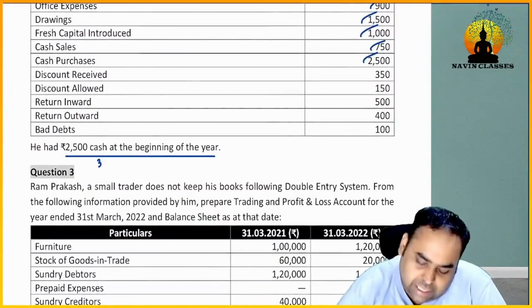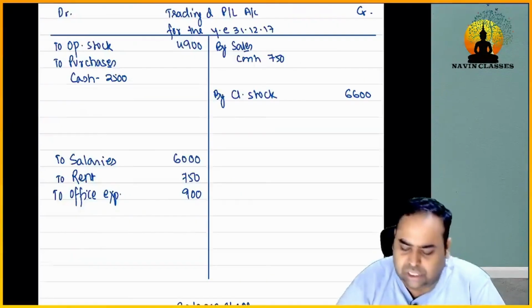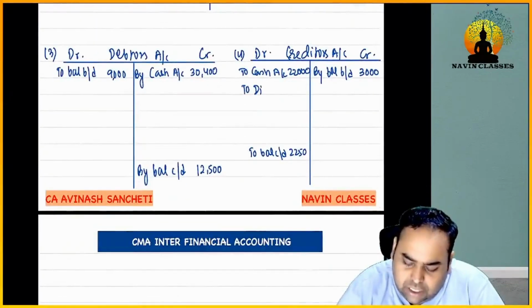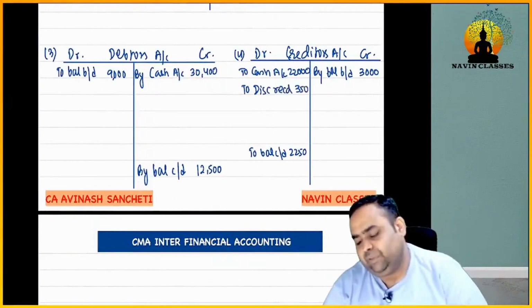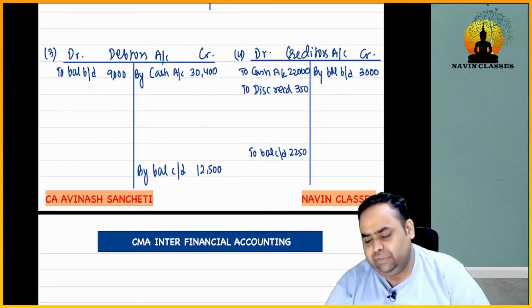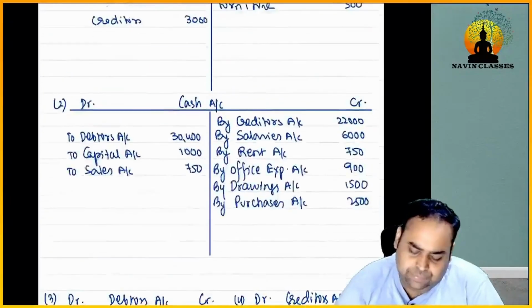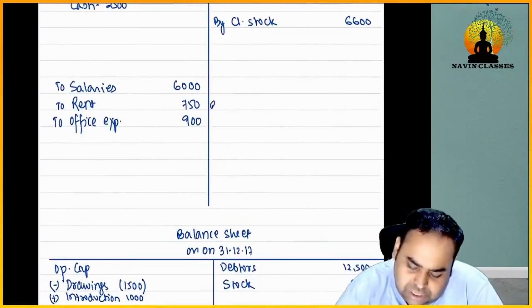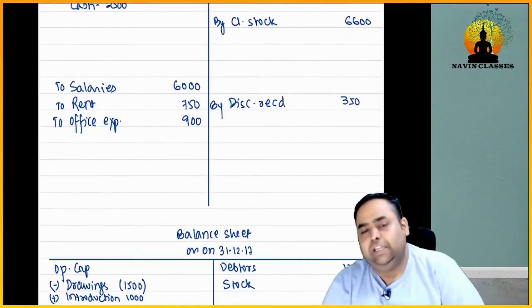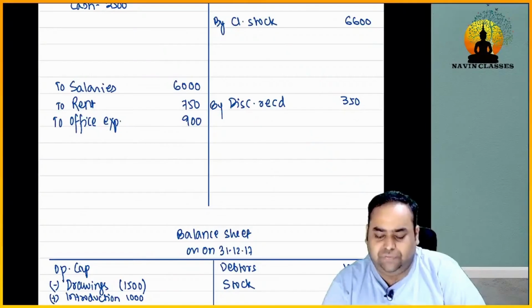Next, discount received is 350 rupees. So discount received will first affect creditor account. Creditor account debit to discount received 350 rupees. Students, this discount received, it's the income. It will go to PL. We will write by discount received 350. By discount received 350.